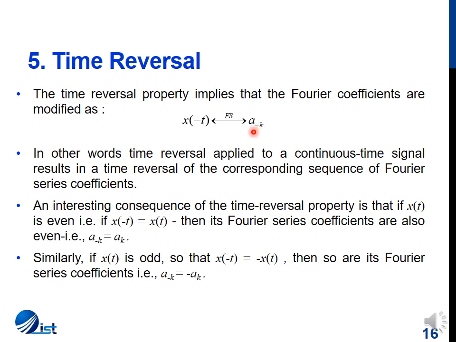So the time reversal property, applied to a continuous time signal, results in a time reversal of the corresponding Fourier series coefficients. A consequence of the time reversal property is that if x of t is even, then its Fourier series coefficients are also even, and if x of t is odd, then its Fourier series coefficients are also odd. You should keep in mind that over here, the overall coefficients are taken and the magnitude and phase are not taken separately. That is, a of k is equal to magnitude of a of k into phase of a of k. So this property is applied to the overall coefficient a of k.